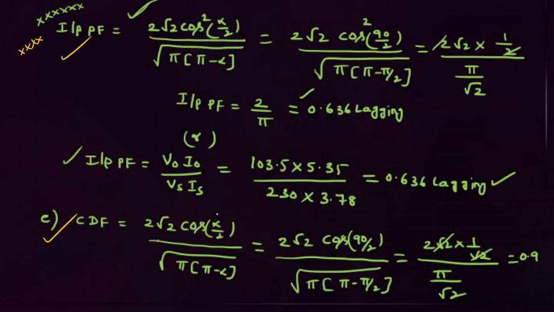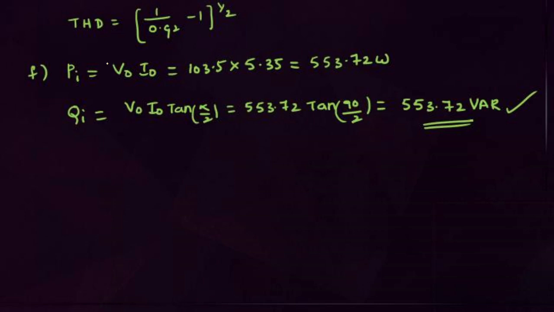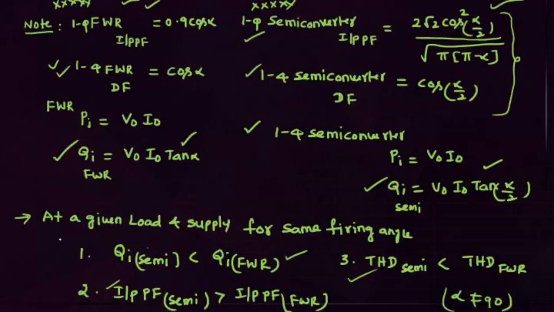What is the current distortion factor? 2 root 2 cos alpha by 2 by square root of pi into pi minus alpha, students. This is the input power factor formula. Then what is the active power input? V naught into I naught. What is the reactive power input? V naught I naught tan alpha by 2. This model of question is important.